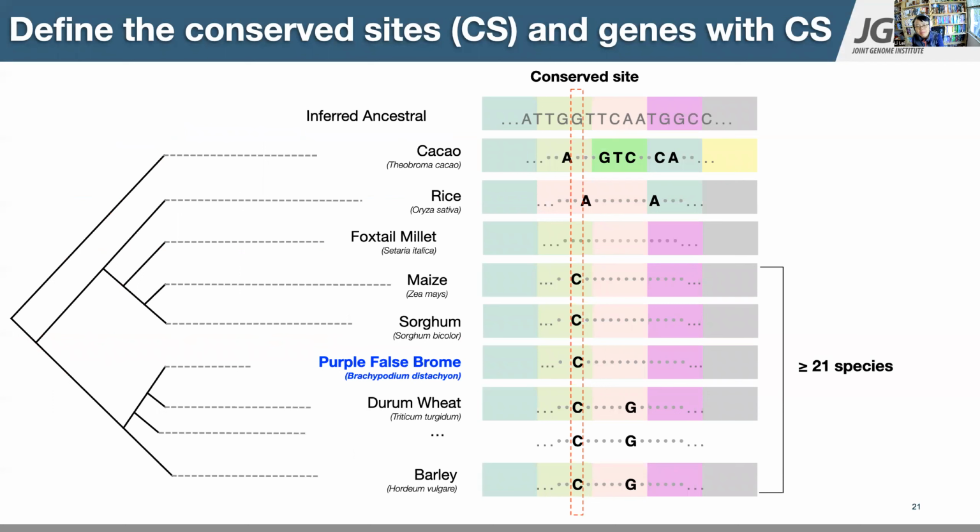So to test this hypothesis, first we need to define the conserved site. For each gene, we do alignment for the 19 available angiosperm species genomes, and for each site, if they have the same nucleotide in at least 21 species, then we define this site as a conserved site. This is consistent with the BAD_Mutations criteria. If the gene contains at least one conserved site, we define this gene as a gene with conserved sites.